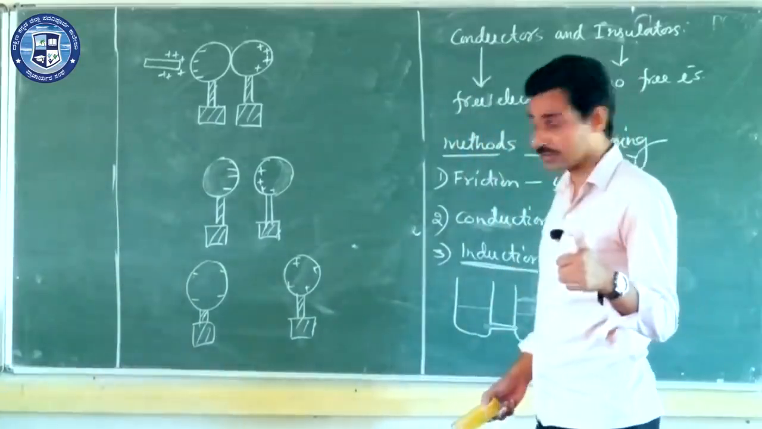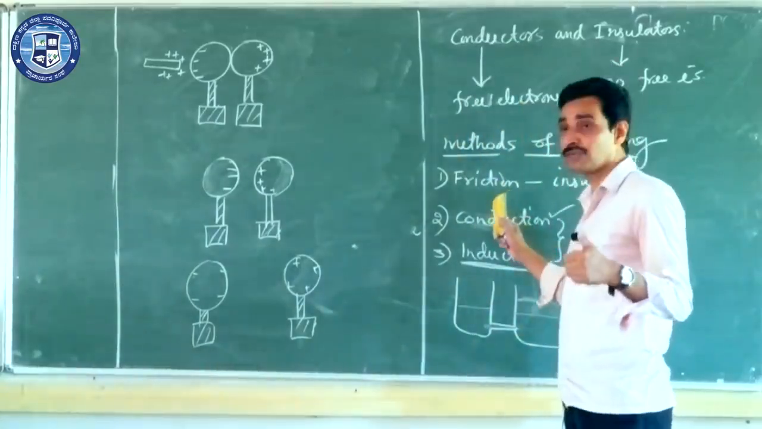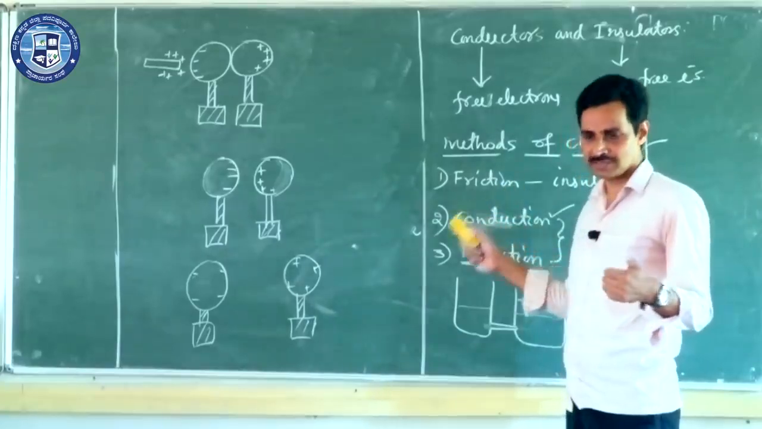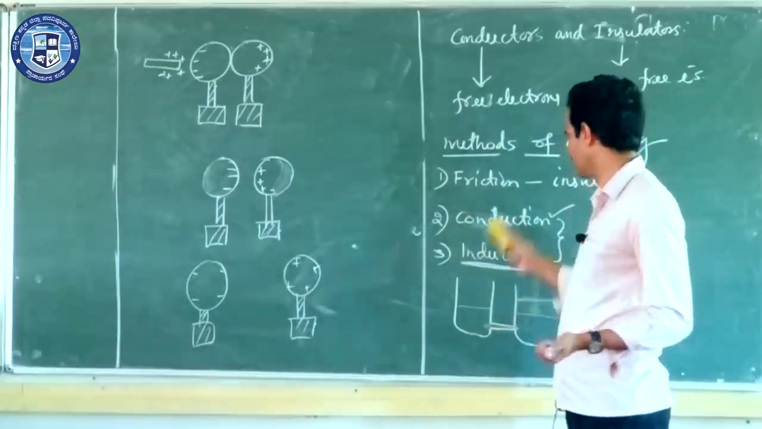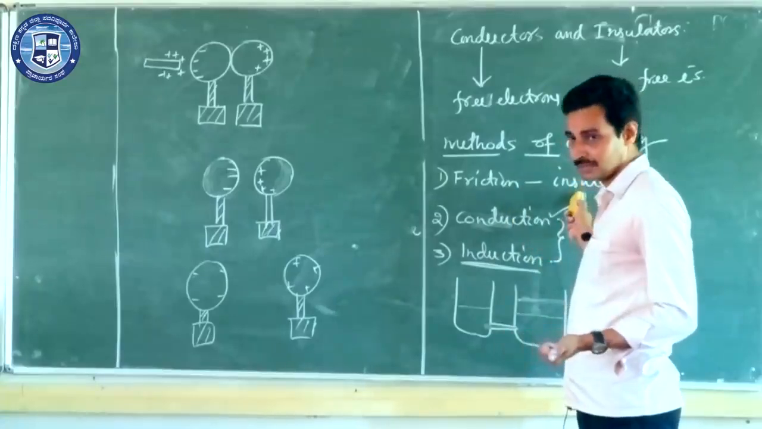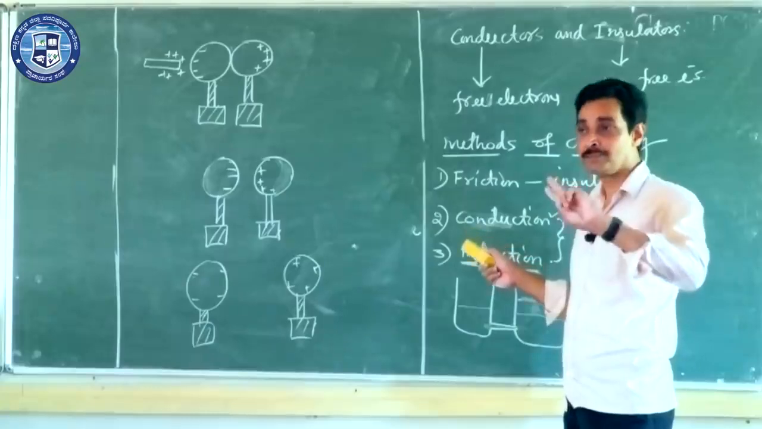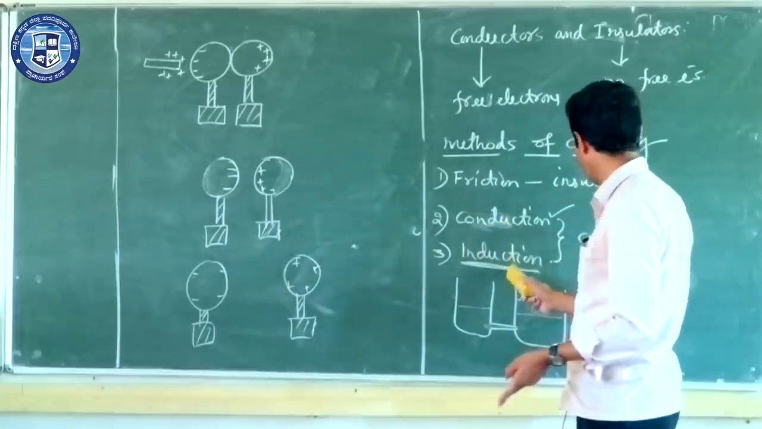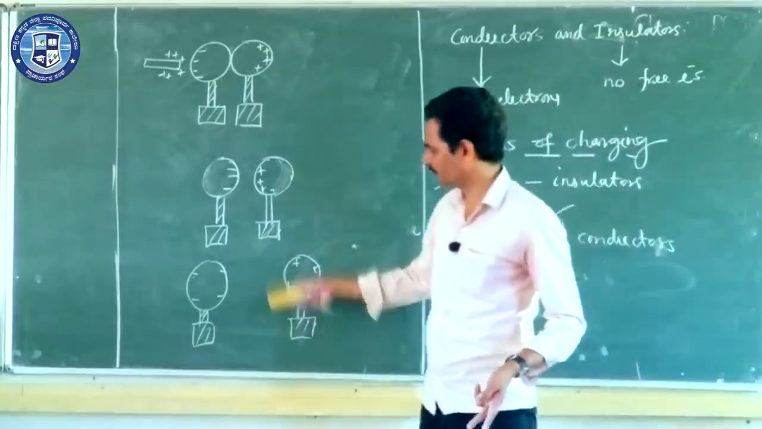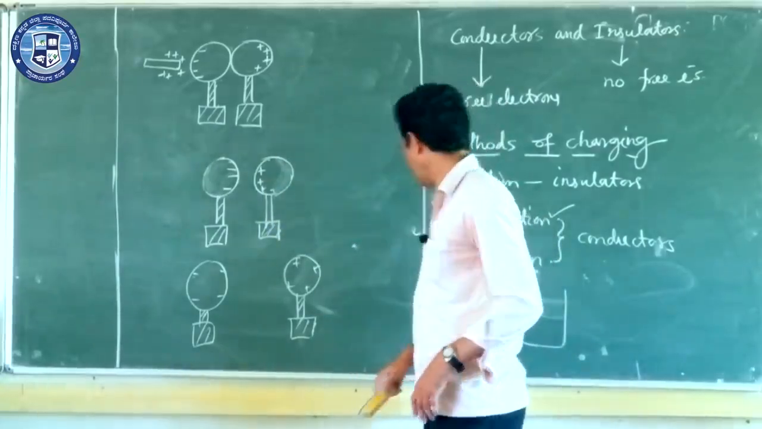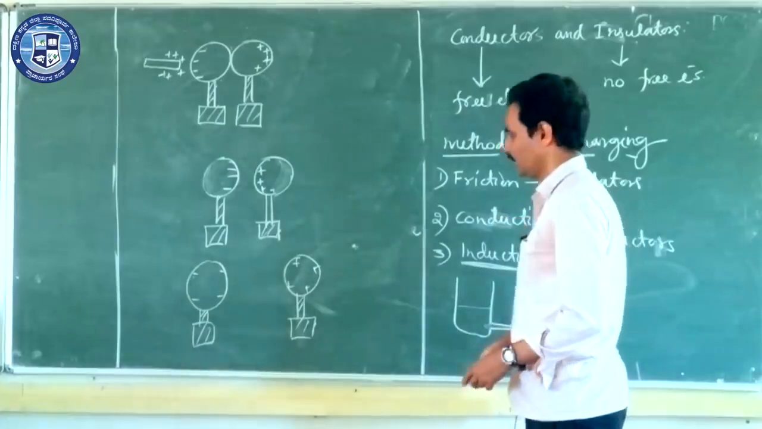So there may be many questions here. What is friction and which material can be charged by friction? Friction is a method of charging a body just by rubbing the two things against each other, and insulators can be charged by friction, not conductors. And mention the two methods of charging a conductor, conduction and induction, and explain induction. Of course, this is not a very important question, but still you must know how to do this, and only conductors can be charged by this process.